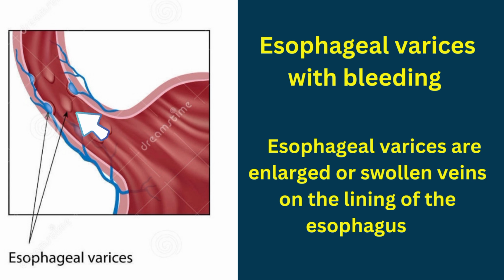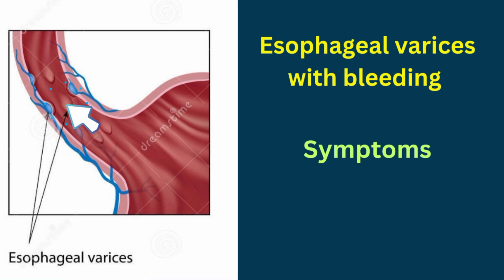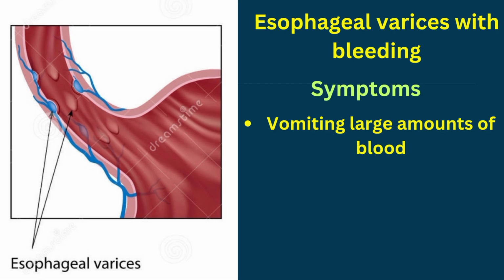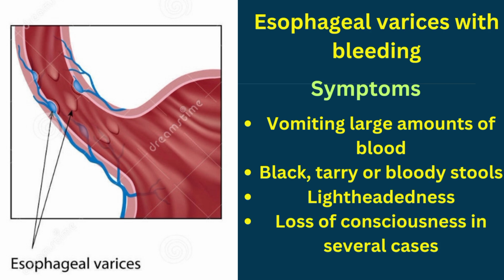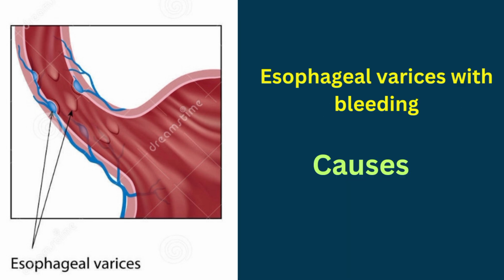What is esophageal varices with bleeding? Esophageal varices are the enlarged or swollen veins on the lining of the esophagus. The symptoms of it are vomiting large amounts of blood, black tarry bloody stools, lightheadedness, and loss of consciousness in several cases. Now let us discuss the causes of this condition.